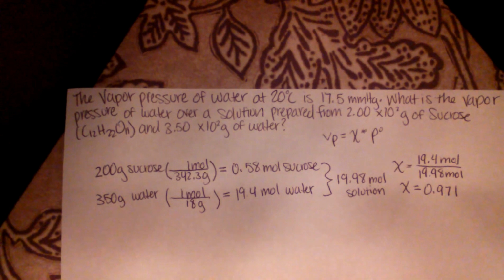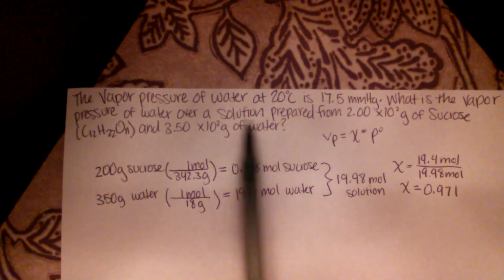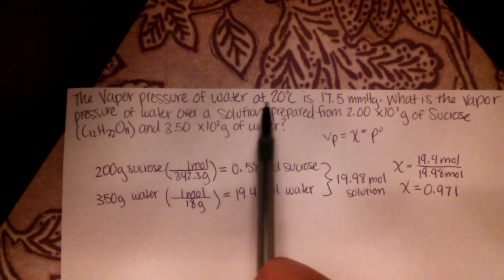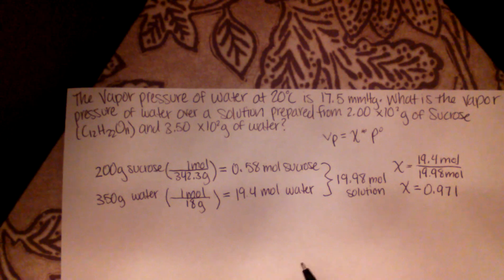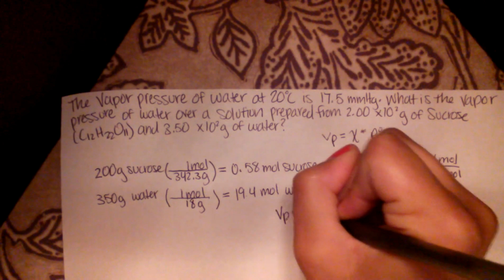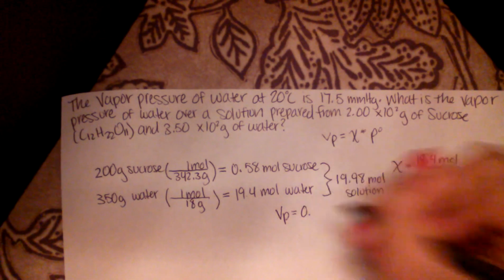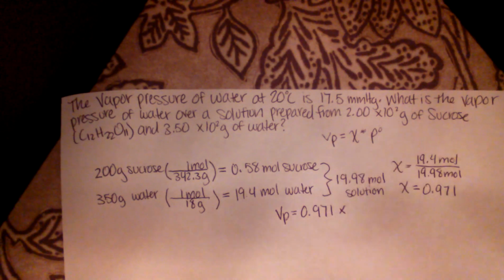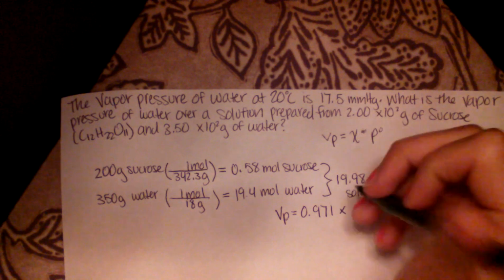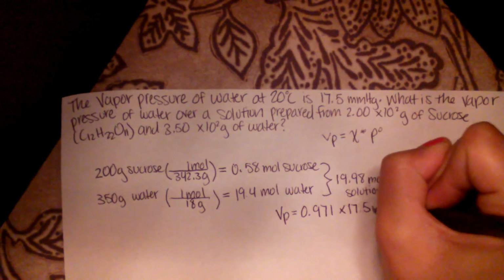So the last thing we need is the vapor pressure of the pure solvent, which they actually give you in the question. It states it right here. The vapor pressure of water at 20 degrees Celsius is 17.5. So they give you that value right there. So you just plug it in. The vapor pressure is equal to your mole fraction, which we've calculated, 0.971, times the vapor pressure of the pure solvent, which they gave you as 17.5.